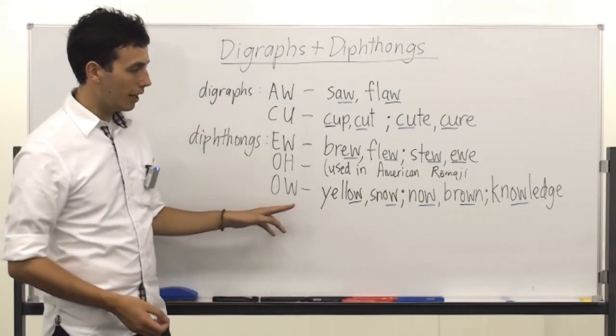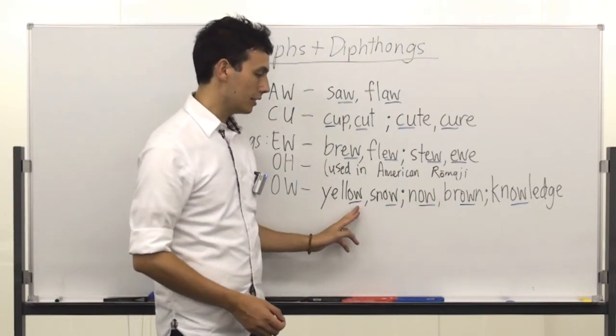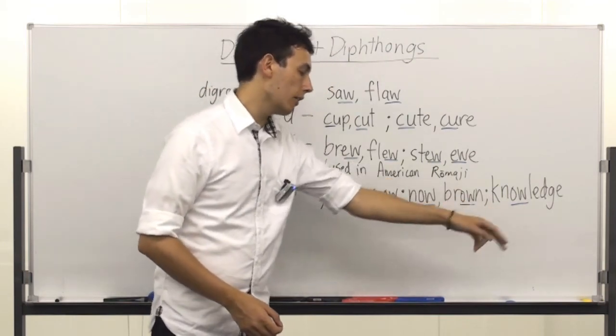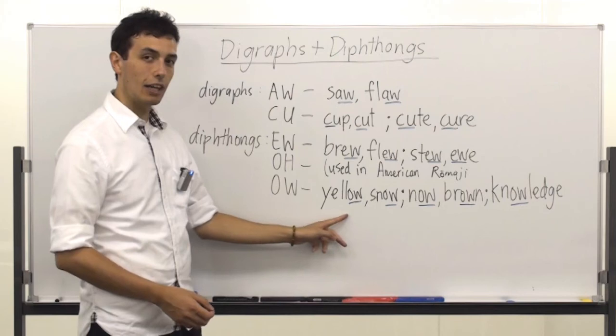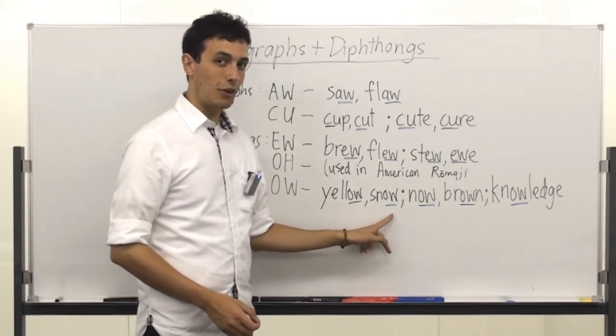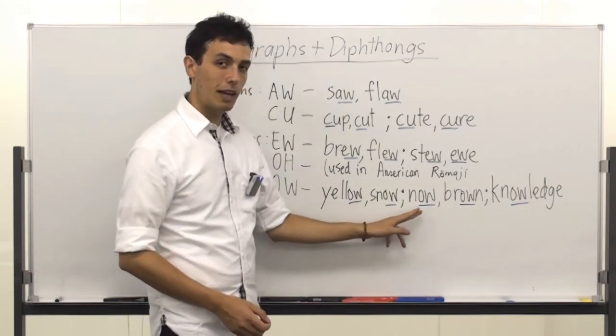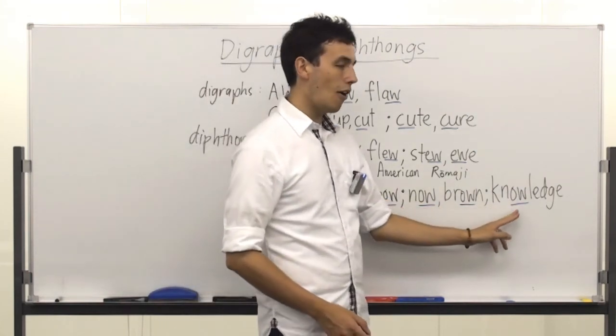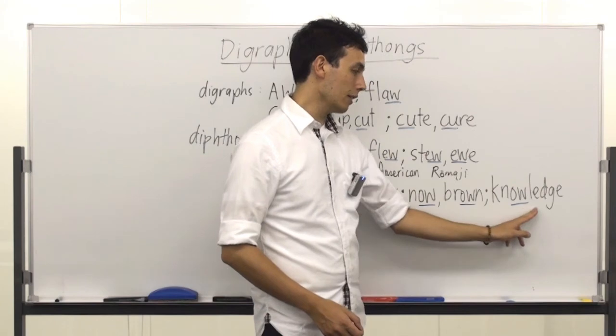For OW, we have three different sounds. First is O sound, then ow, and O. So here we have yellow, then snow, then the next sound we have ow, now, brown, and then short O, knowledge.